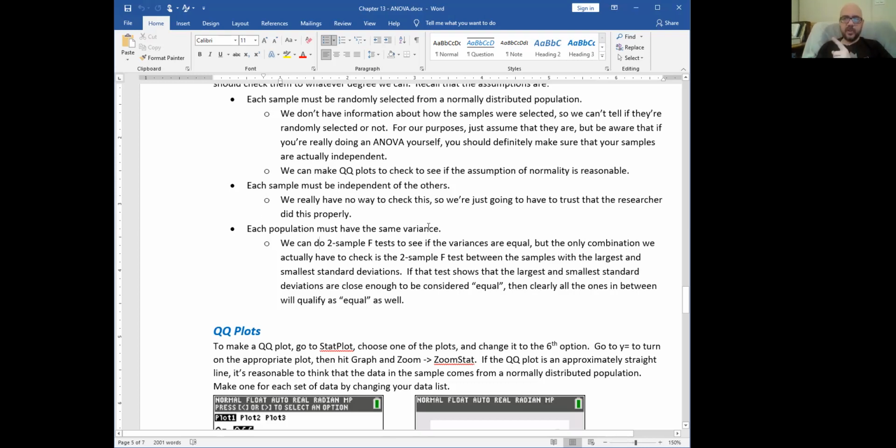Populations have the same variance. That one we can check. We do a 2 sample F test on the variances that are farthest apart.